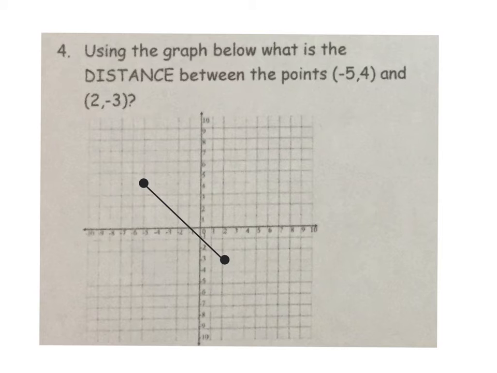All right, number four, it says using the graph below, what is the distance between the 2 points? -5, comma 4, which I already put for you, and 2, comma -3, which is there. So you need to make a right triangle somehow on this, and you're going to use the Pythagorean theorem to find out what this is. And since it is a diagonal, you should know that it's going to be a squared plus b squared equals c squared.